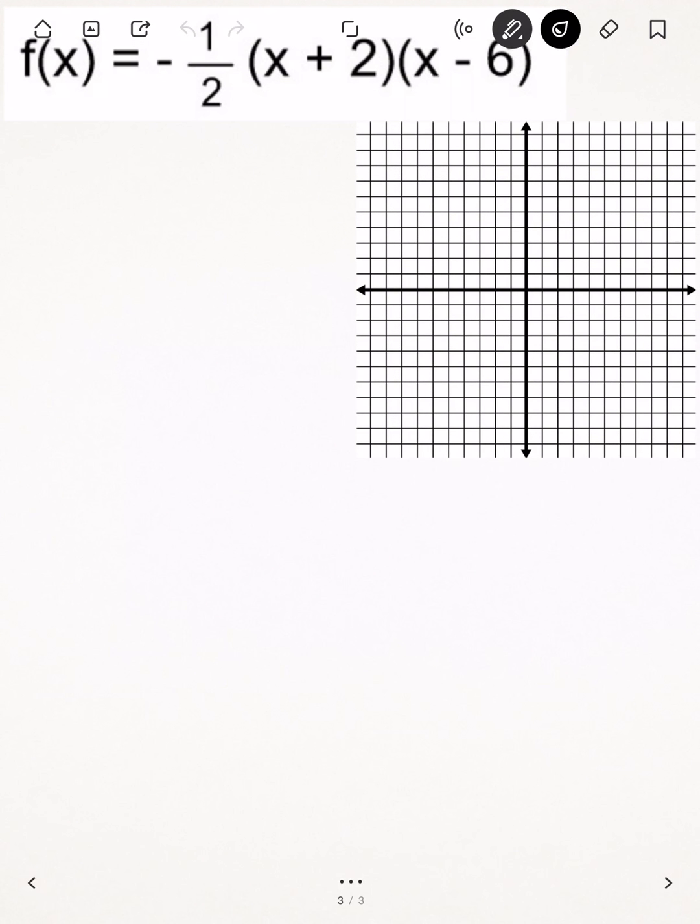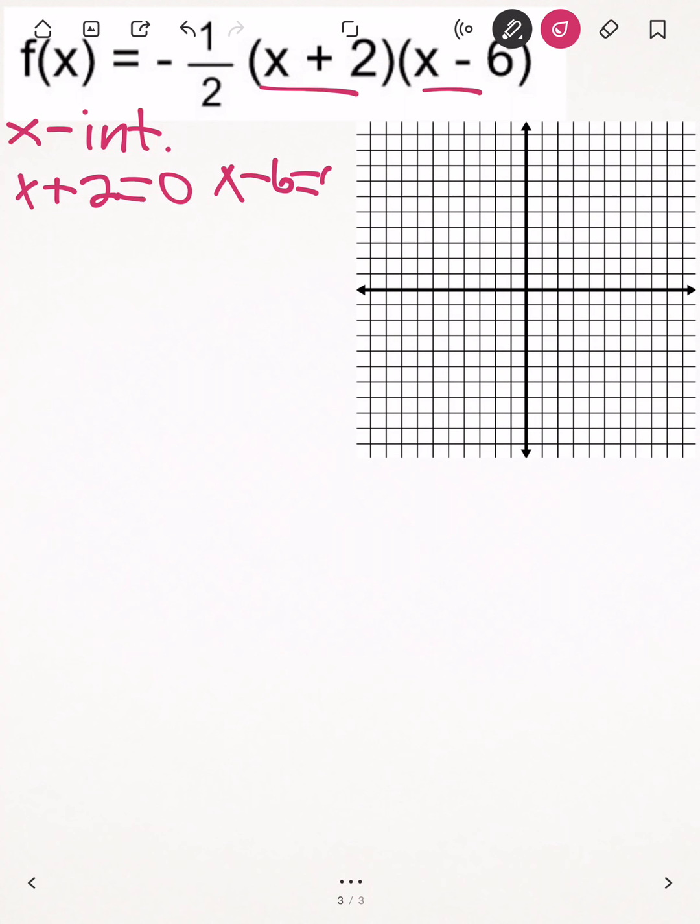So the last video for graphing quadratics, now we have it in intercept form or factored form. Remember, in intercept form, we know the X intercepts. To find the X intercepts, we take what's in our parentheses and we set them equal to 0. So this is our X intercepts. I take X plus 2 equals 0, X minus 6 equals 0.